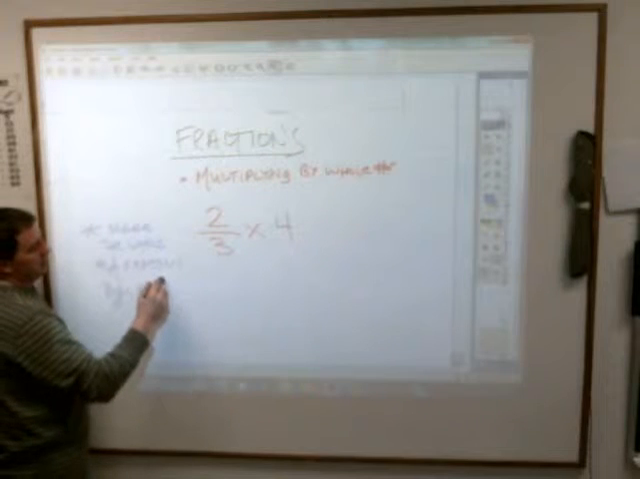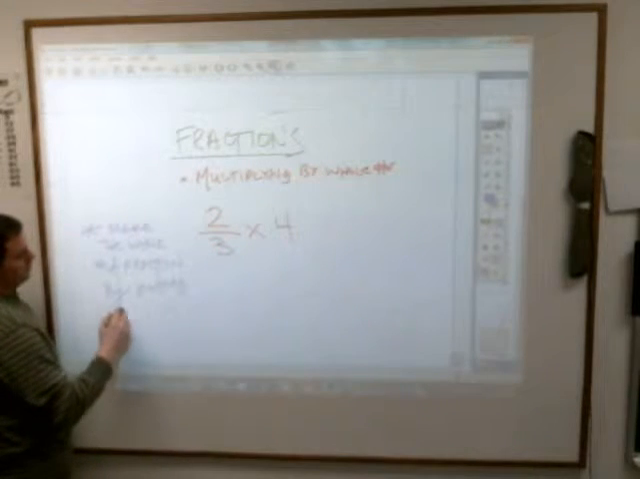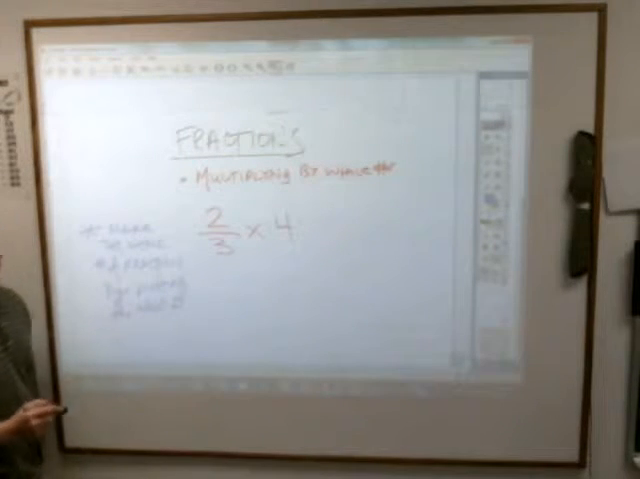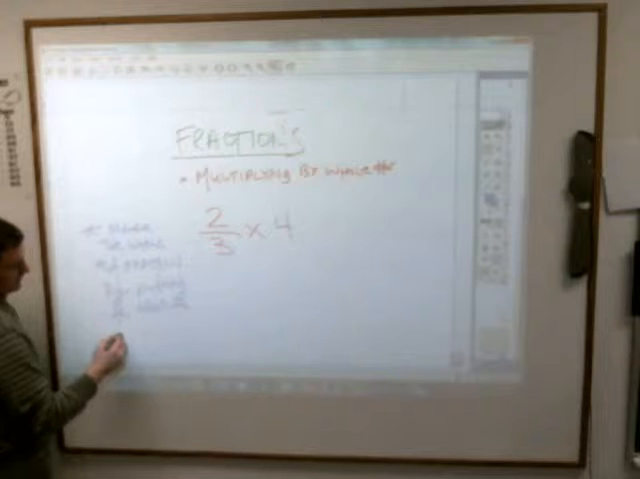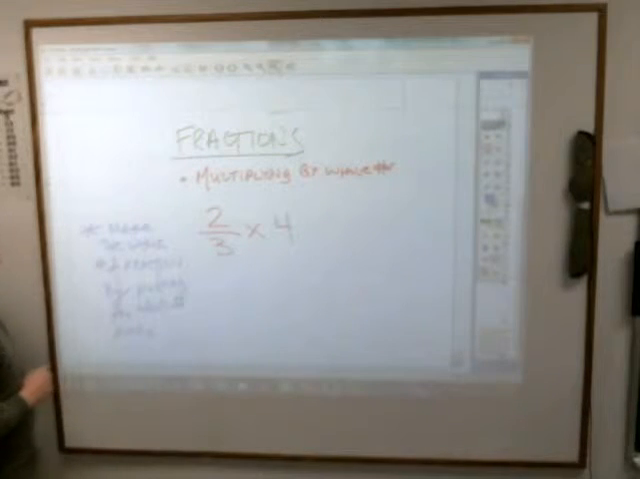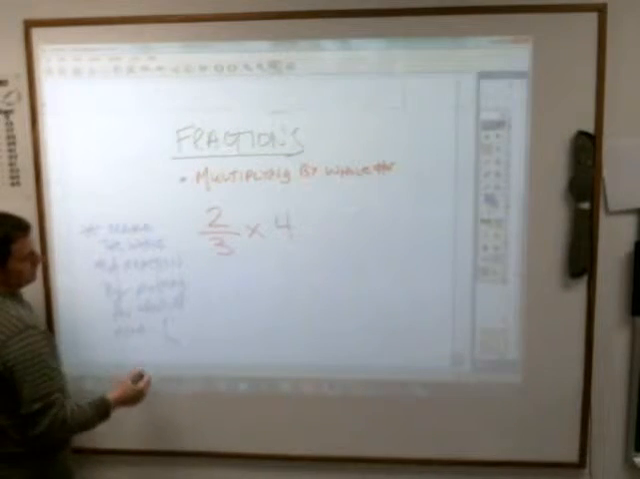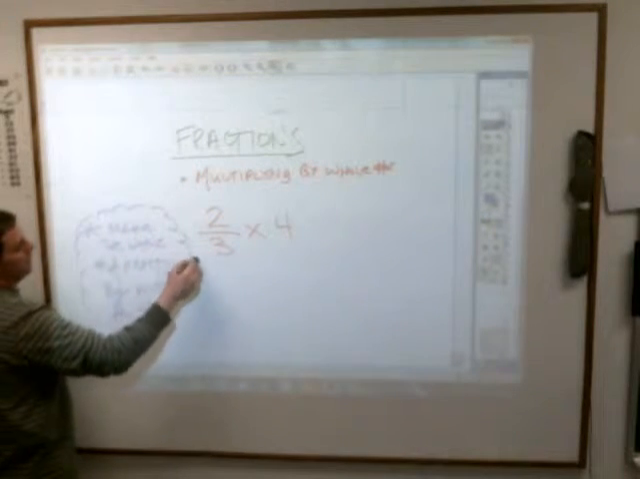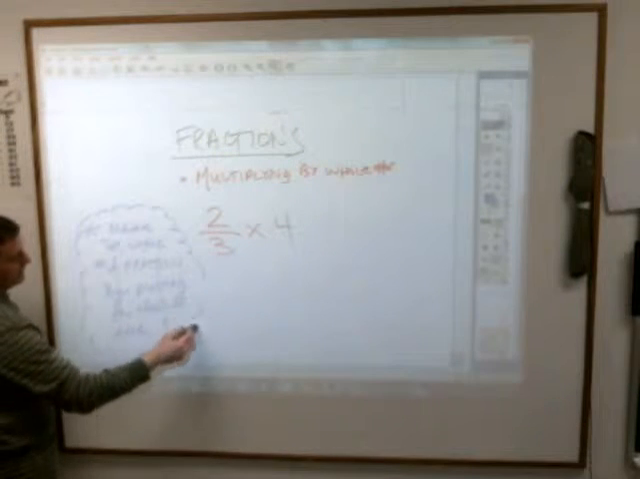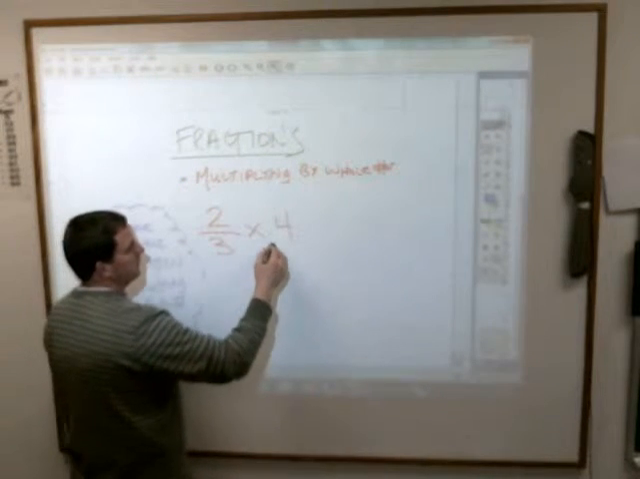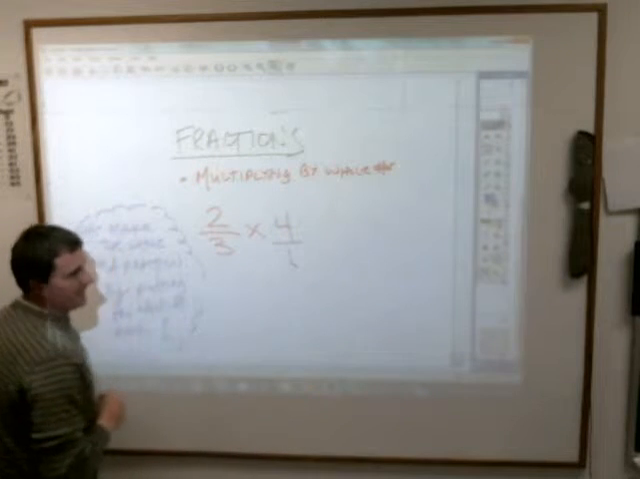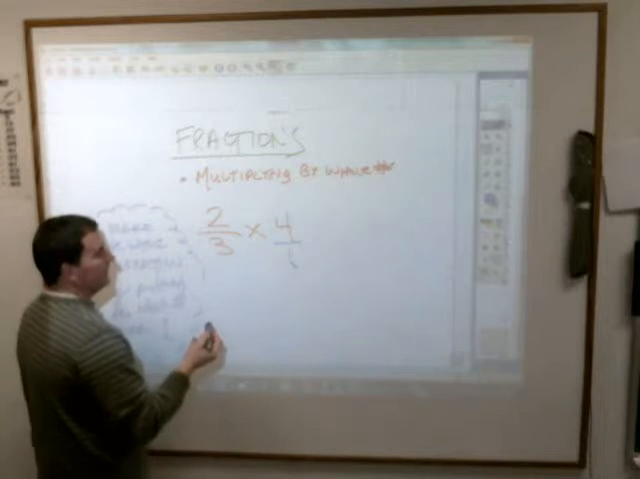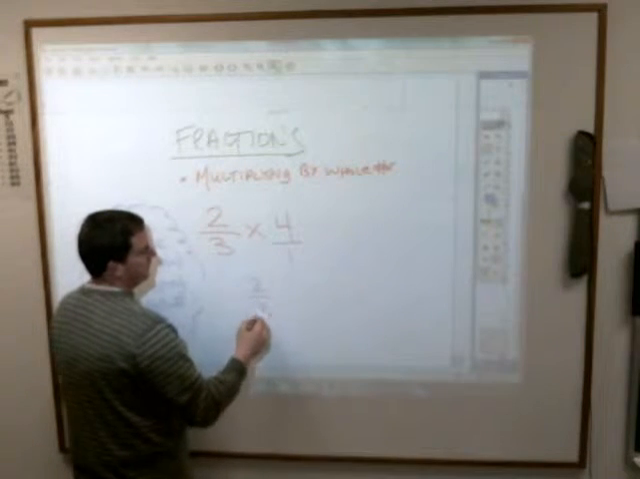By putting the whole number over, Sammy? There you go. 1. Whatever the whole number is, you just make it a fraction by putting it over 1. 4 is the exact same thing as 4 over 1. Any whole number, 6, 6 over 1, 12, 12 over 1, 20, 20 over 1, whatever it is. And then you can multiply it like you normally multiply fractions.